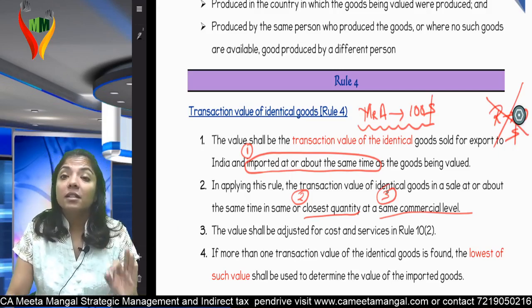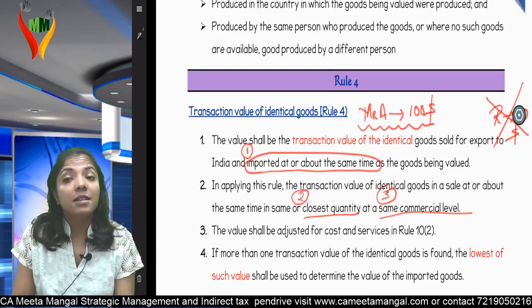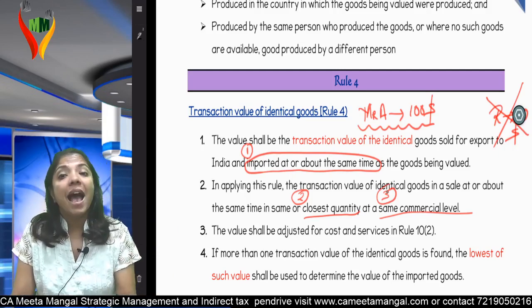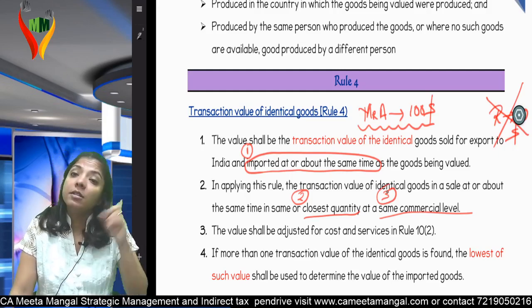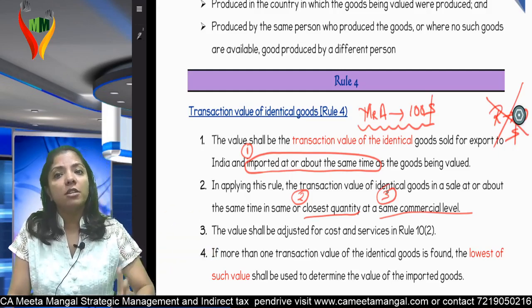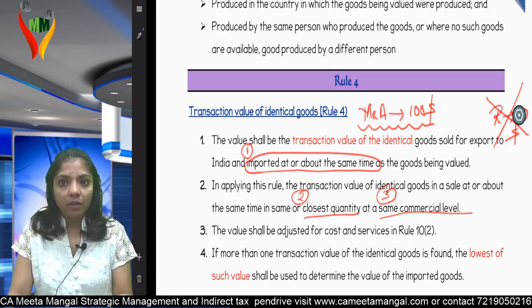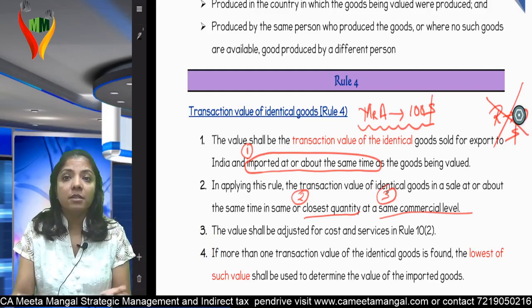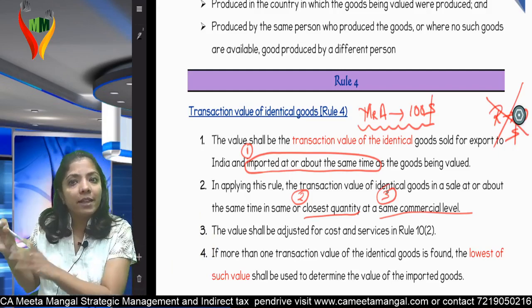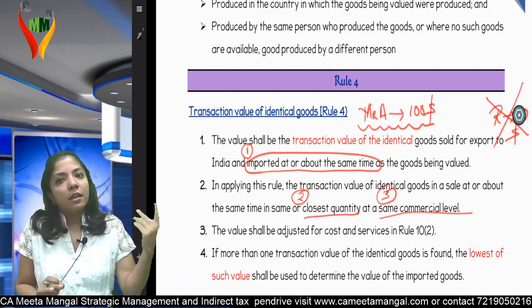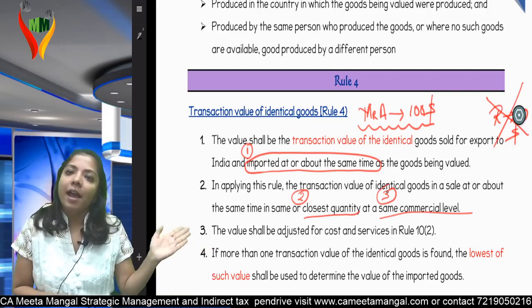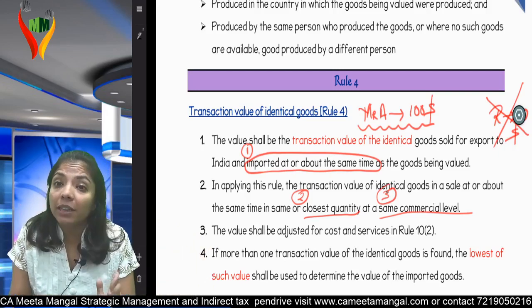And third, same commercial level. Same commercial level, that means for what purpose I have imported, for the same purpose that person should also import it. For example, suppose I have purchased to buy and resell. That means I'm here just to make profits. And the same thing, he has also purchased for buy and resale. That means our commercial level is the same.